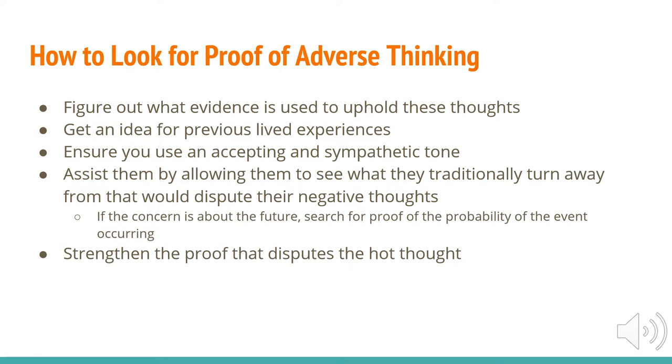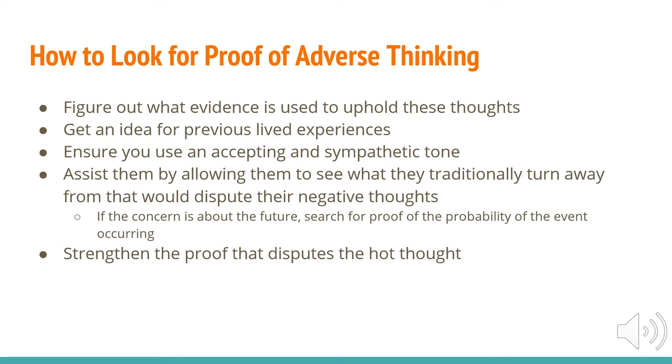Clients will often hover on what can enforce their negative thoughts. Assist them by allowing them to see the aspects they traditionally turn away from that would dispute their negative thoughts. Three questions suggested by the author to observe what can dispute a hot thought include: is there evidence that contradicts my negative thoughts? How probable is my negative prediction?